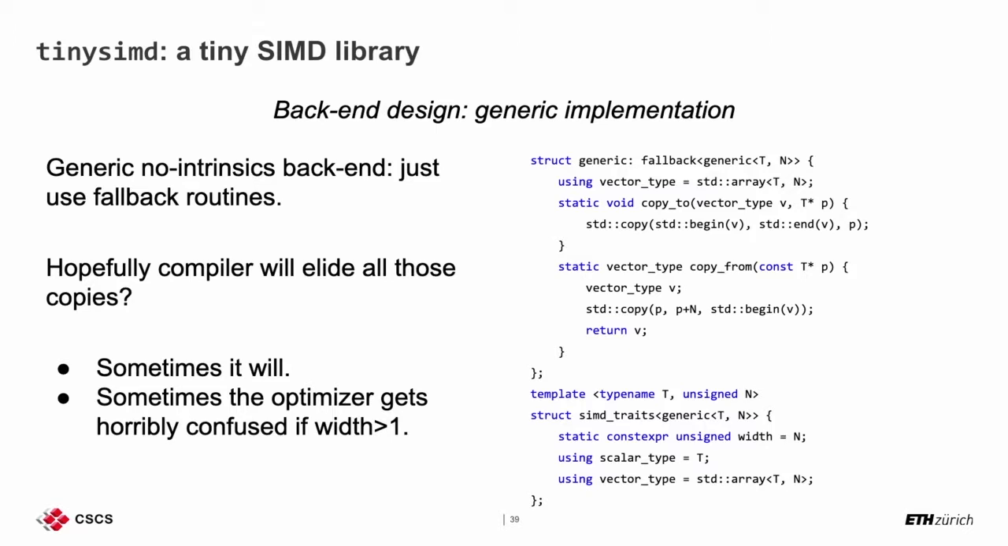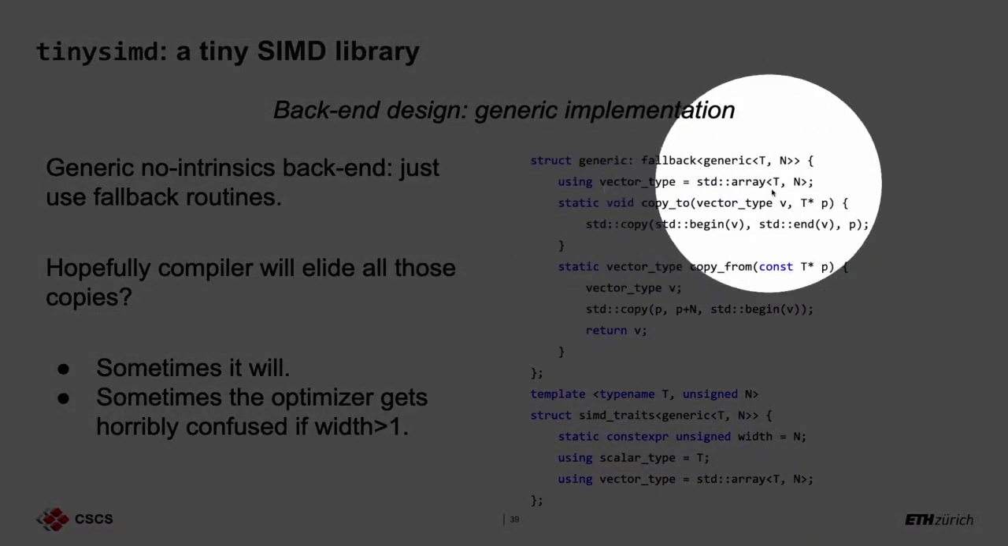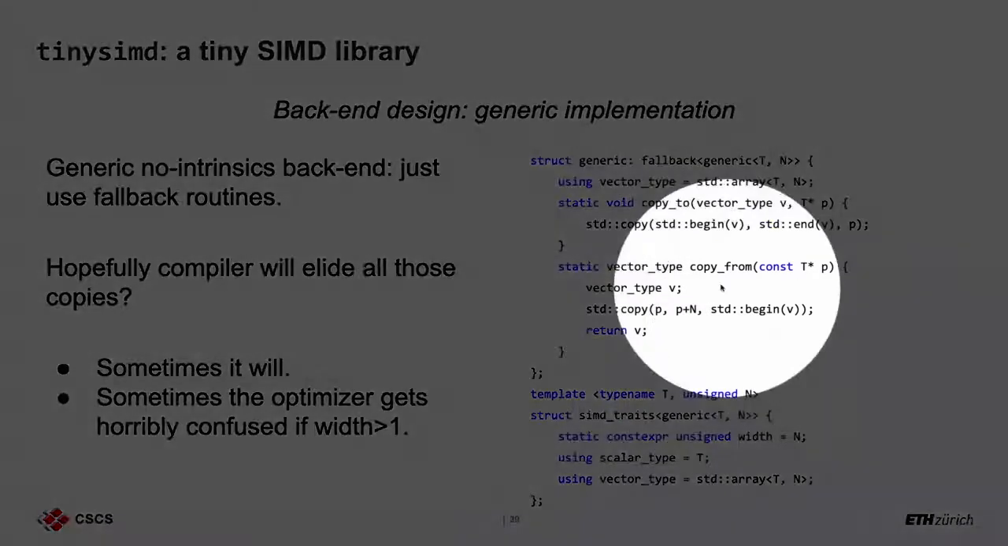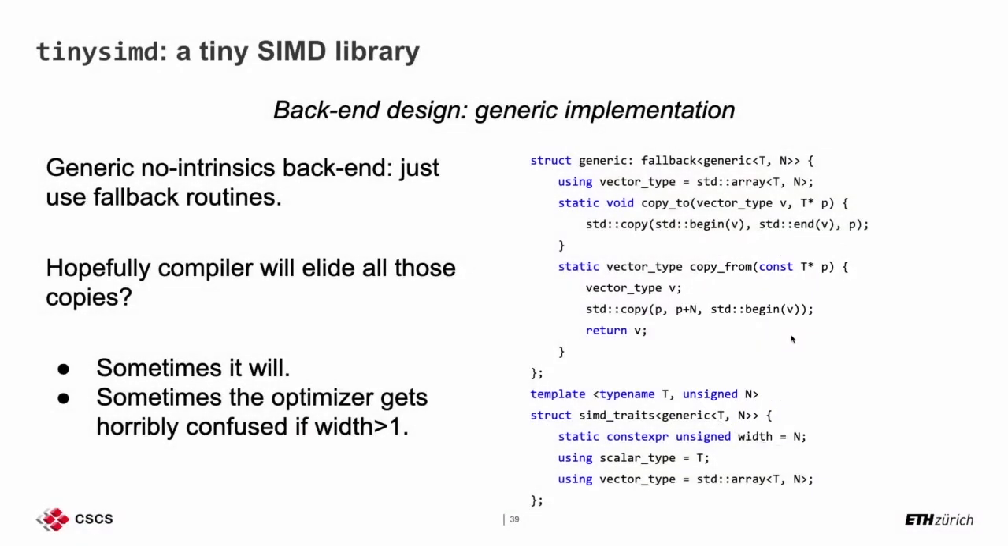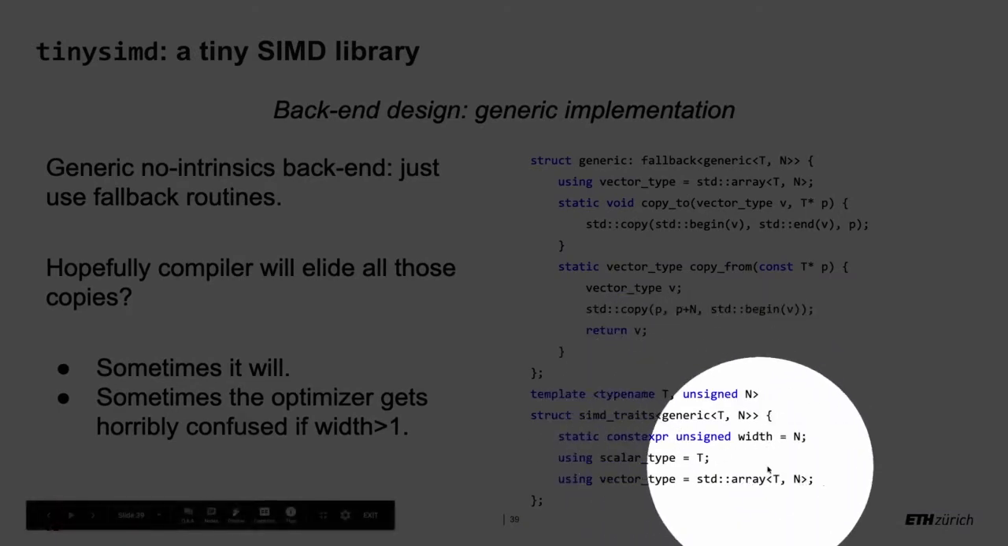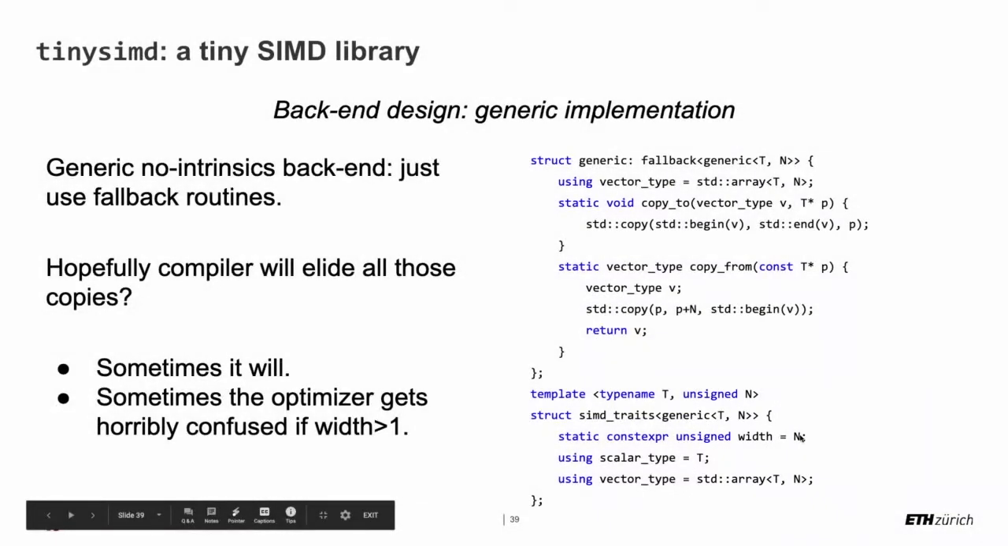For the generic implementation that was just going to use standard array, we can just use the fallback. I mean, it's not going to be vectorized anyway. We just need a way of copying to and from, and then we're done. We say that the vector type is standard array. Our copy to is just a copy. Our copy from is also just a copy. Our traits class is true for every t and n. The scalar type is t. Vector type is array. That's it. That's the complete implementation of the generic one.